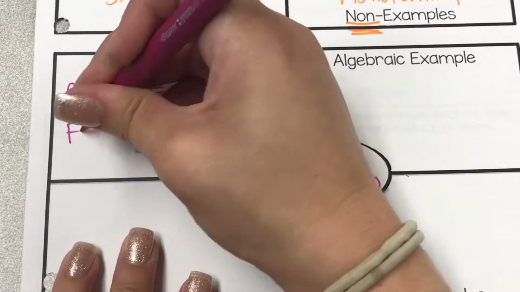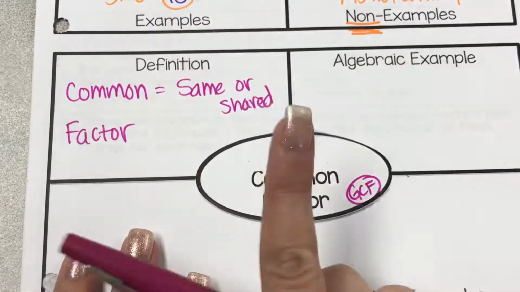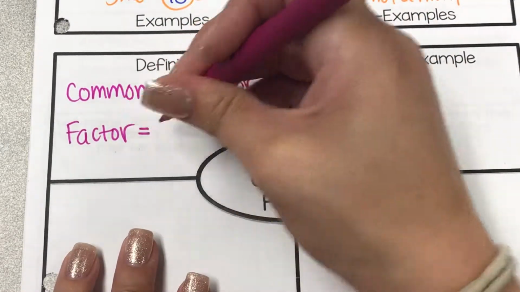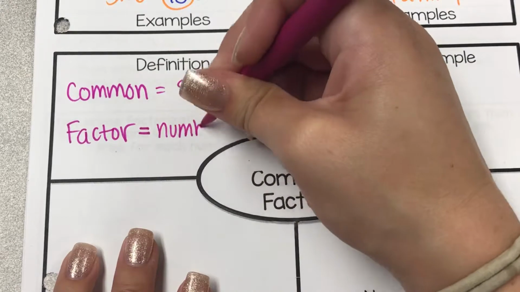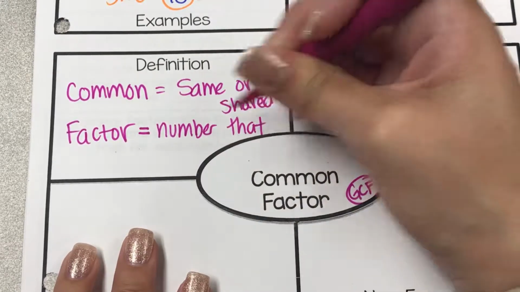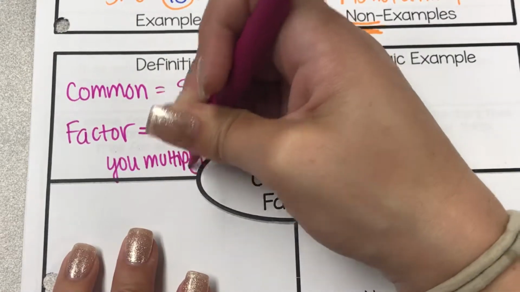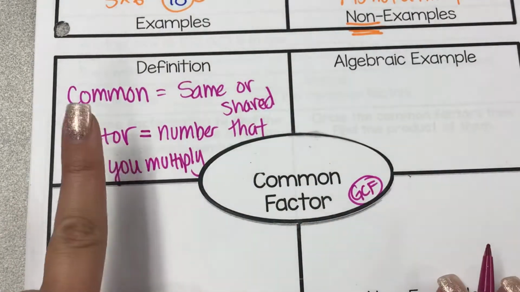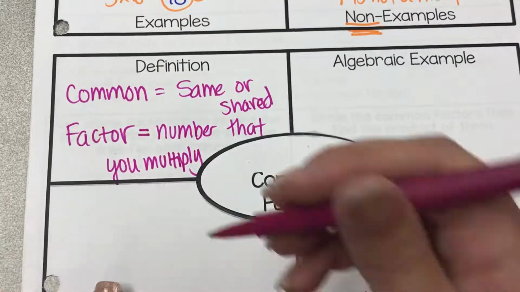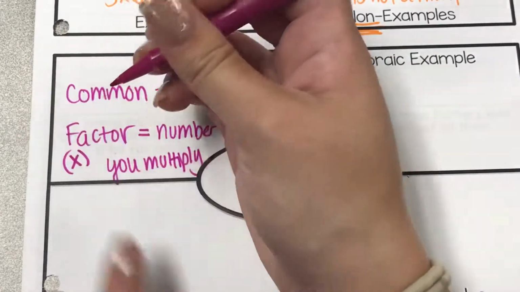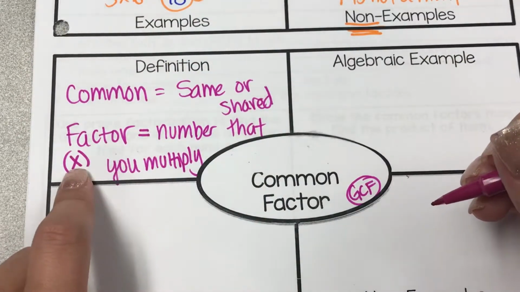And then a factor has one job. A factor is a number that you multiply. So if you hear or read a math question saying you have 2 factors, they only have one job. It is to multiply. That's why I'm going to put an X underneath it to remind me.